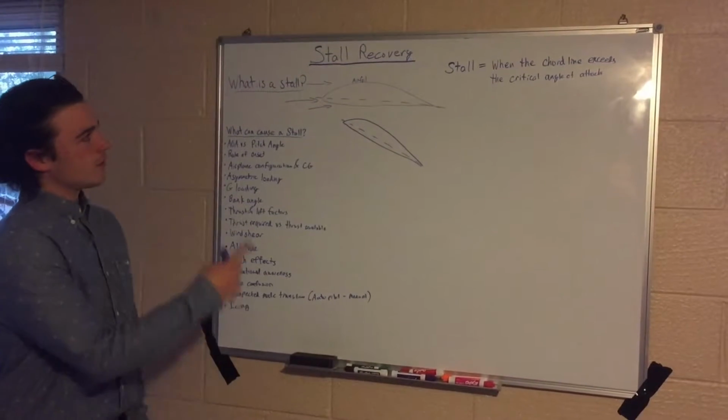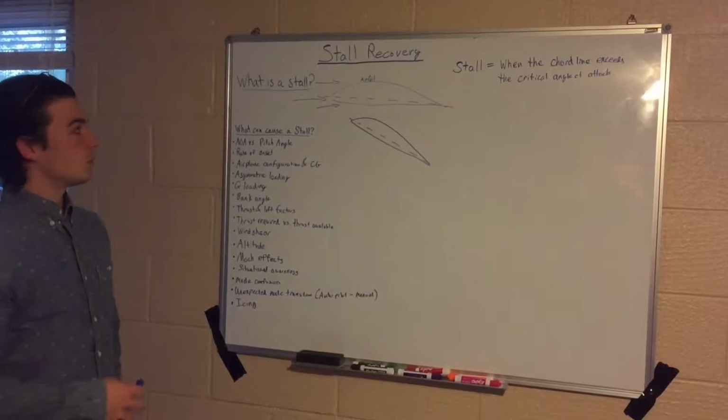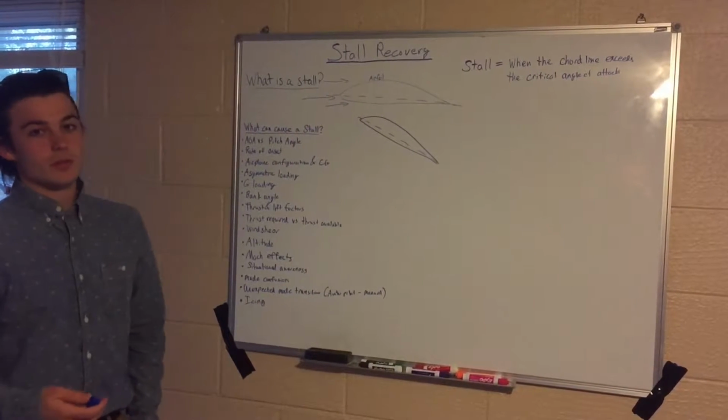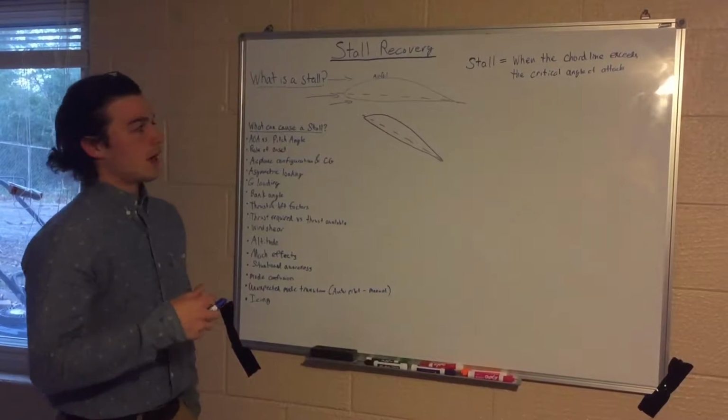Hey guys, so my video is on stall recovery, but in order to recover from a stall, we need to know what a stall is. So a stall is when the chord line exceeds the critical angle of attack. Now, what does that mean, or how can I represent that?